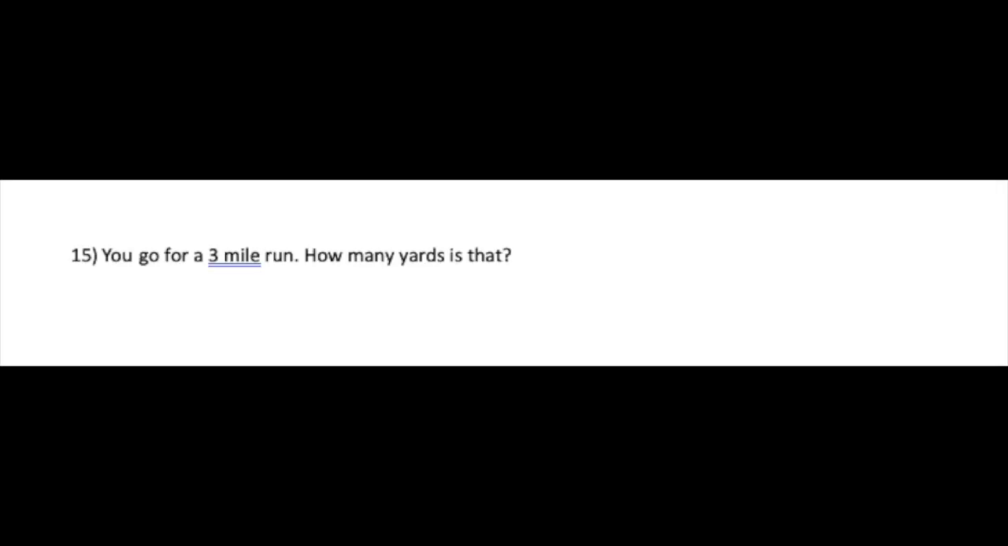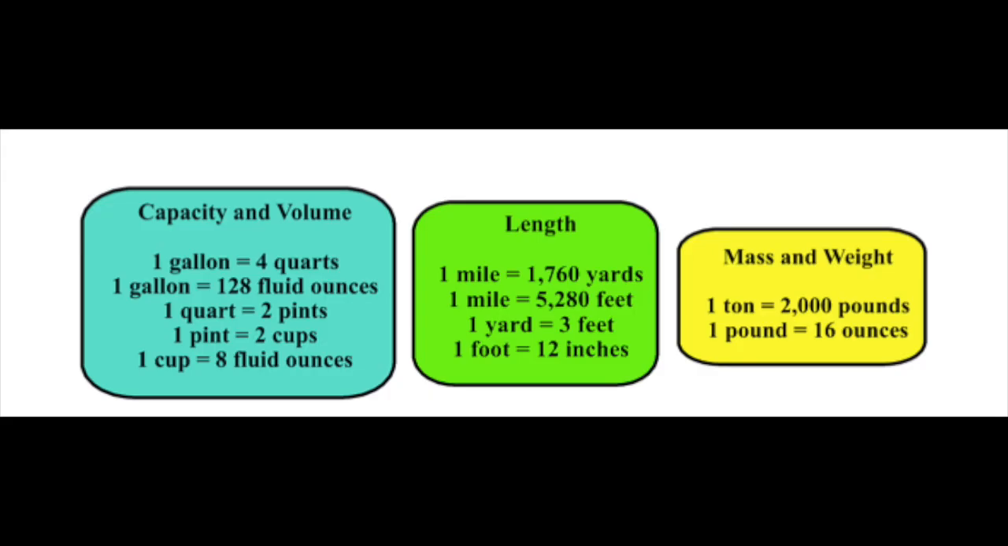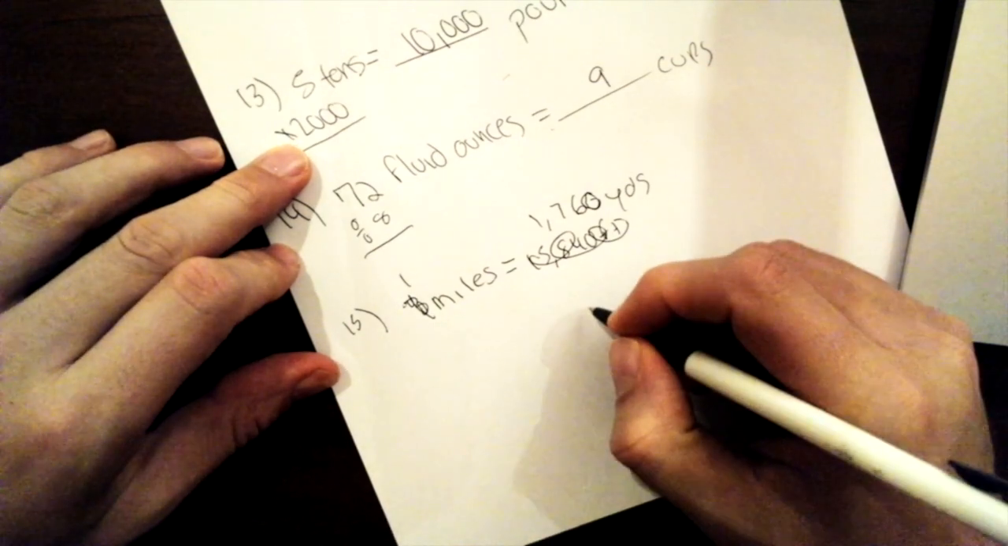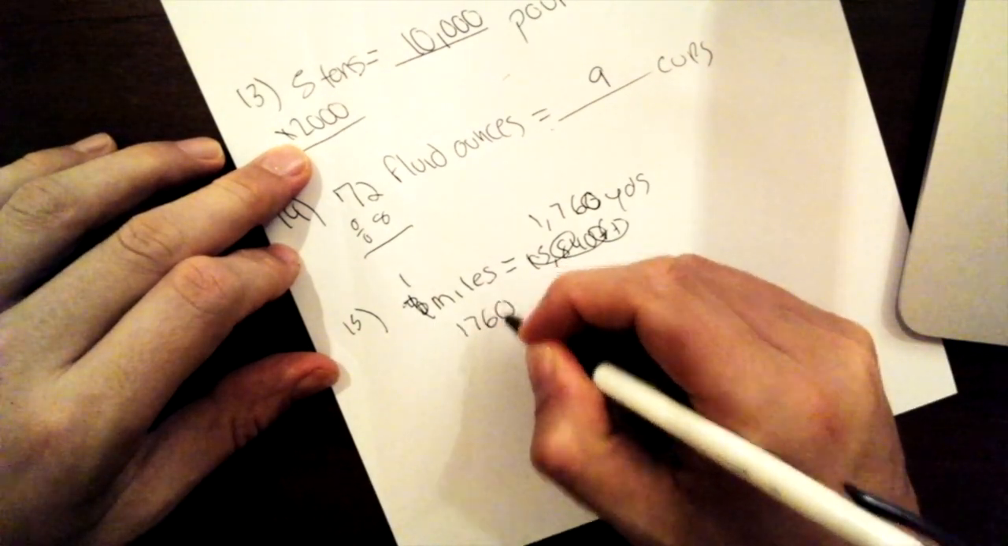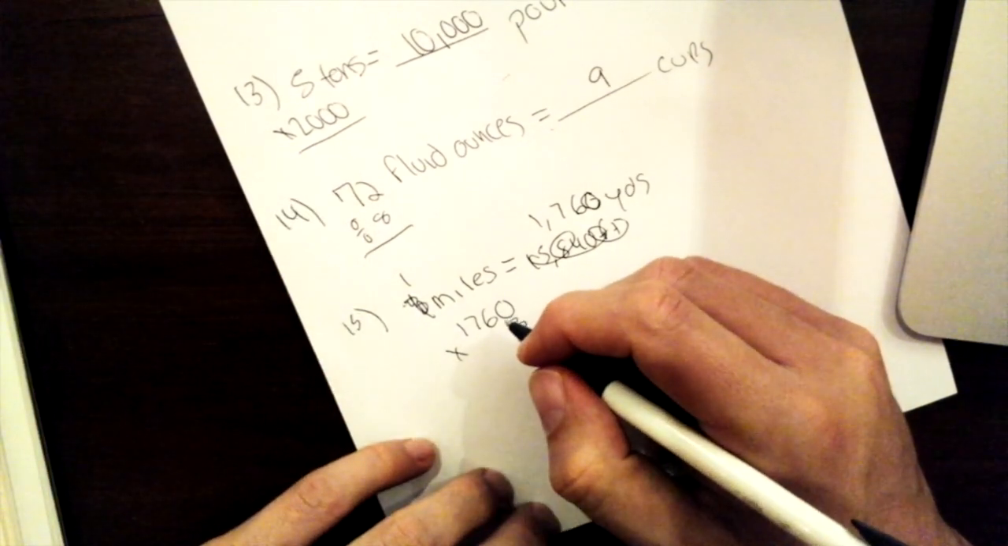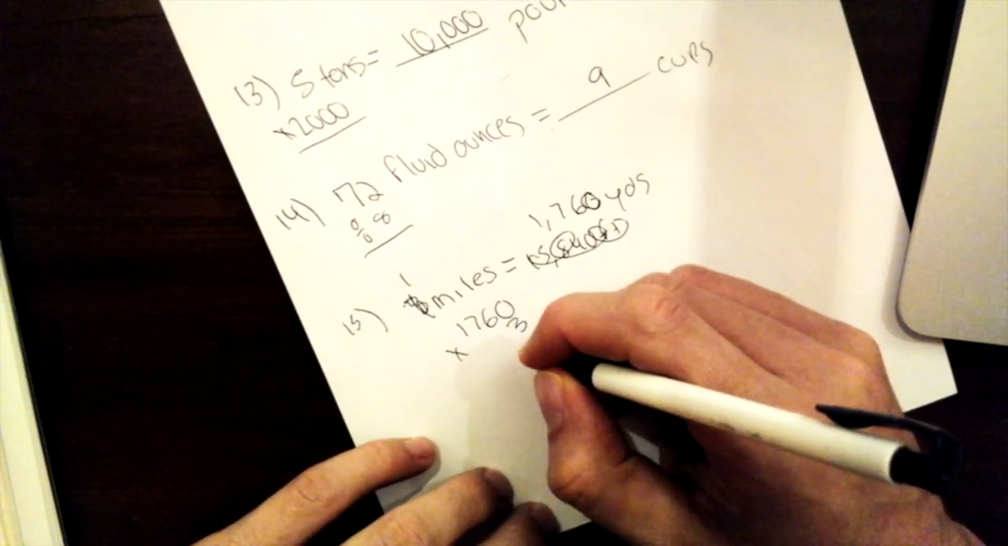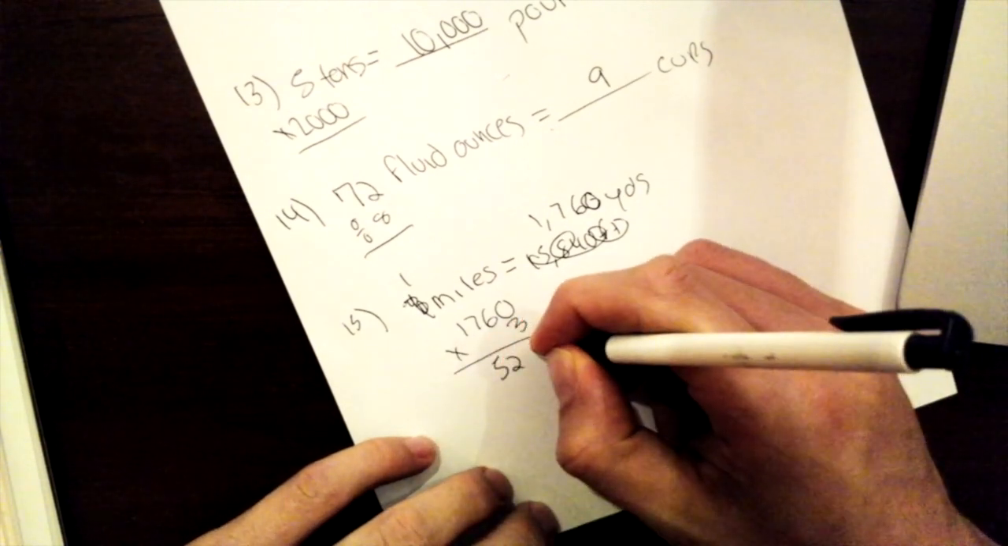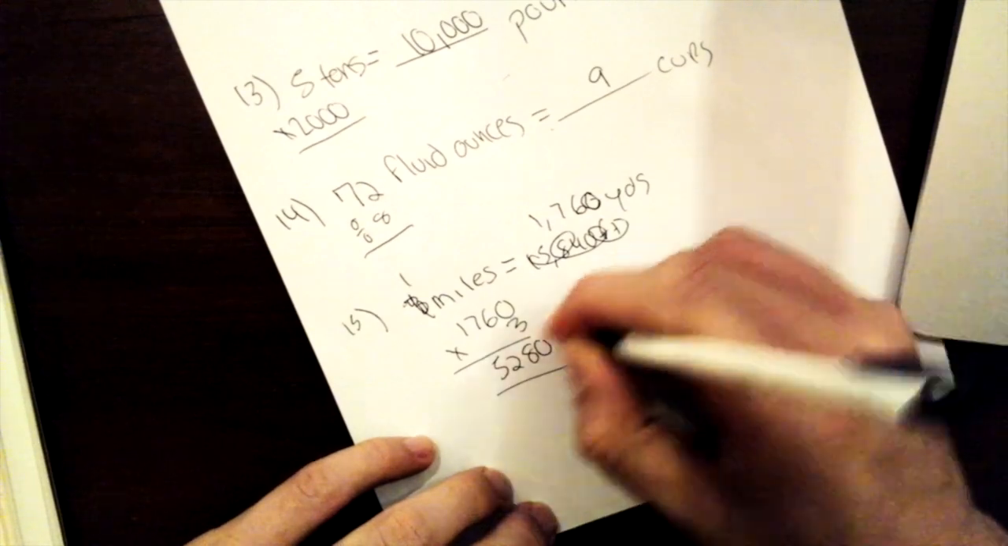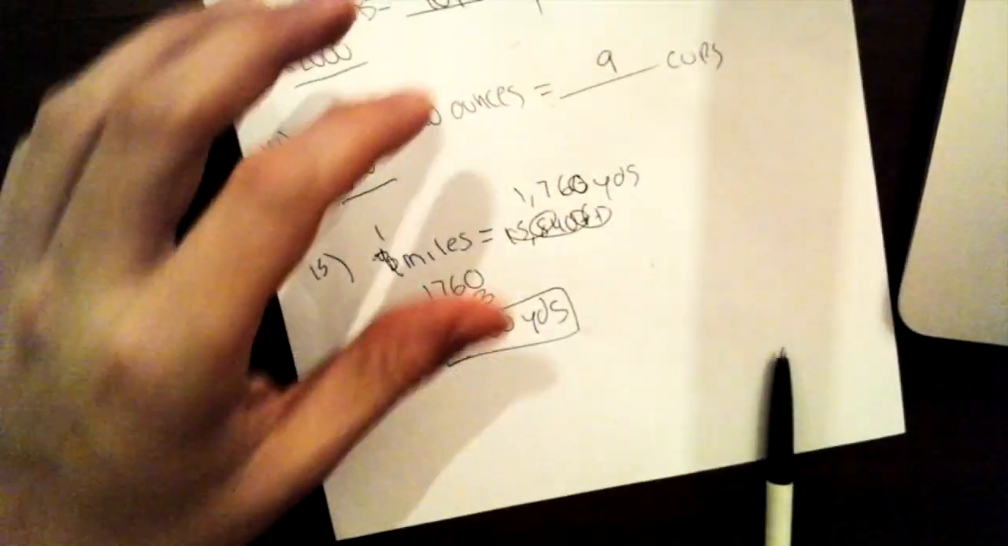Number 15. If you go for a 3-mile run, how many yards is that? So it's really easy. Just take a look at your conversion factor chart, and you can see that 1 mile equals 1,760 yards. Well, if we've got to go 3 miles, how many yards would that be? Well, you could simply just do 1,760 times 3. And 1,760 times 3 is equal to 5,280 yards. So 3 miles is equal to 5,280 yards.